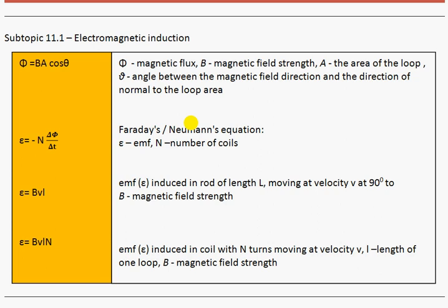Electromagnetic induction. Magnetic flux is a quantity defined by this formula, where B is field strength, A is area, and cosine of the angle between the direction of the field and the normal to the area. If magnetic flux is changing and we have several coils, then the EMF induced in this coil will be given by this formula.